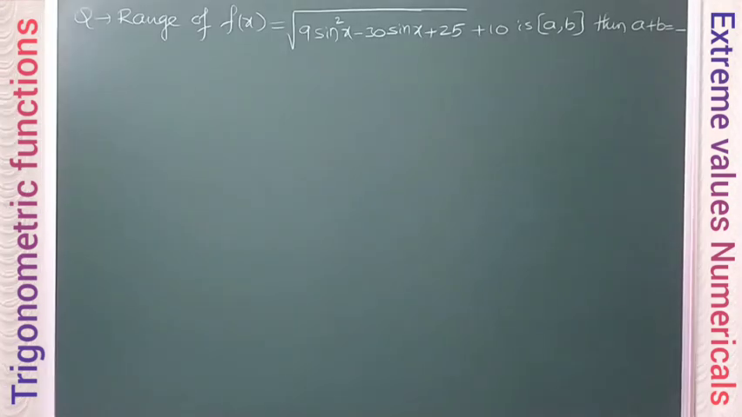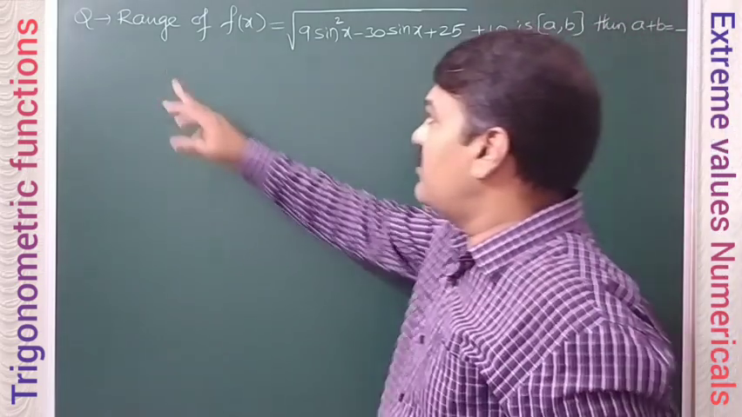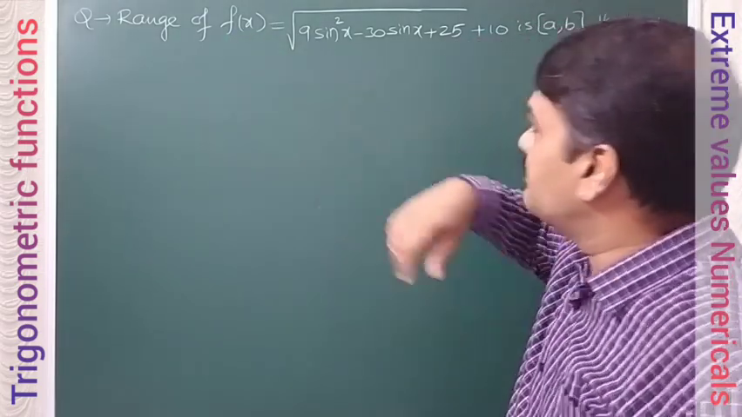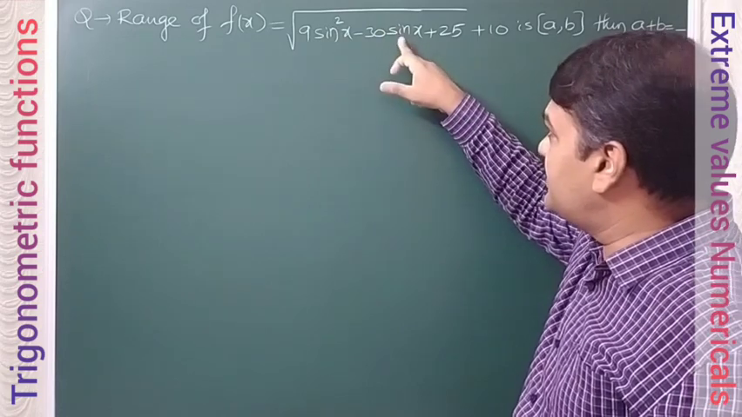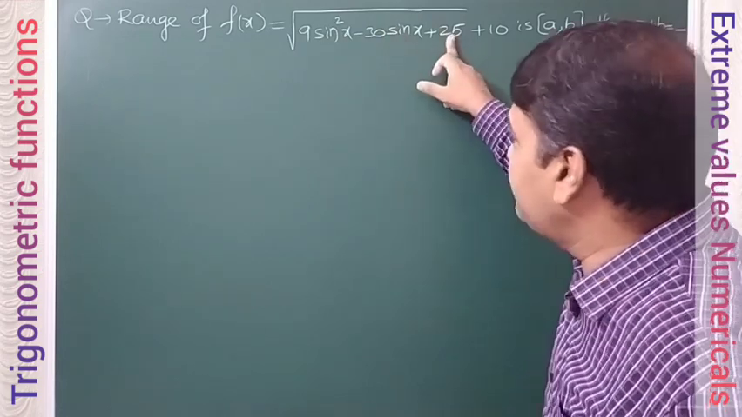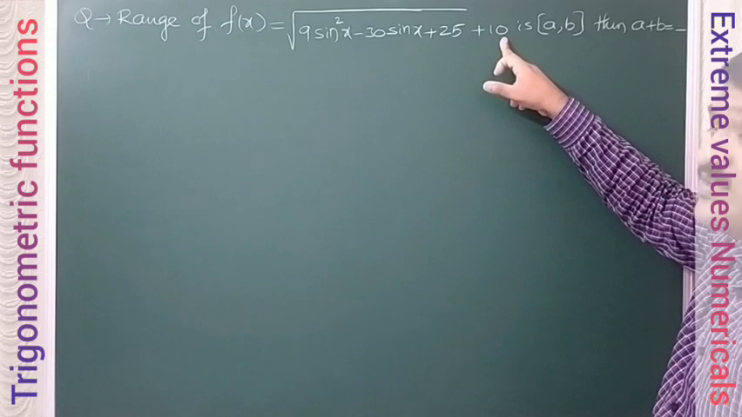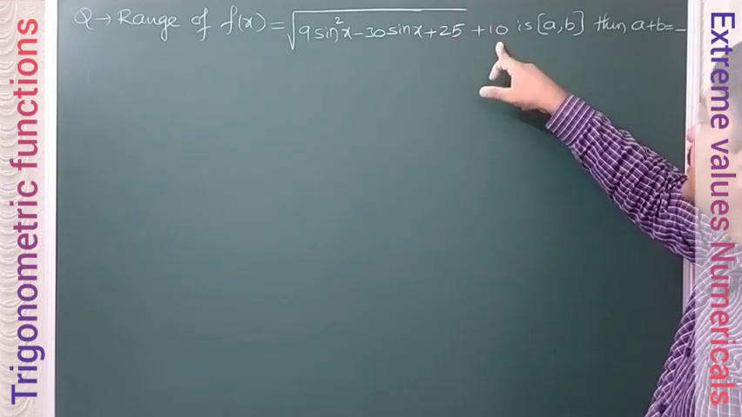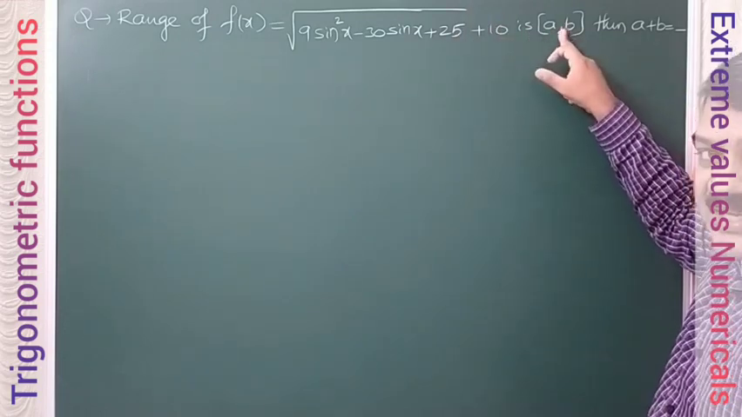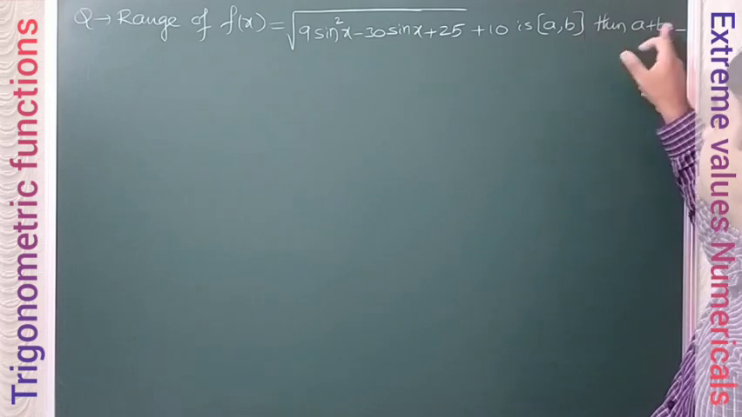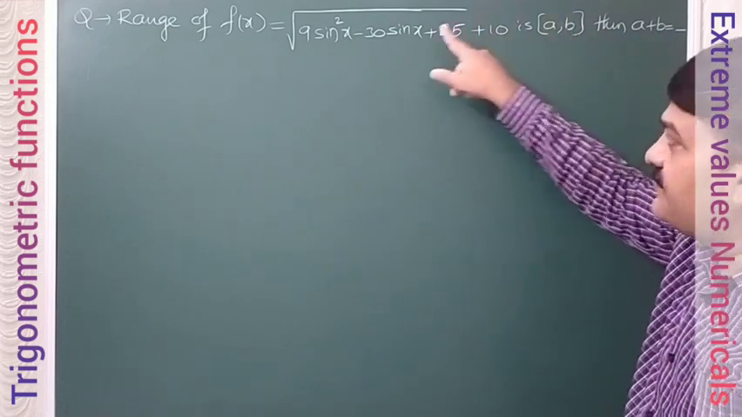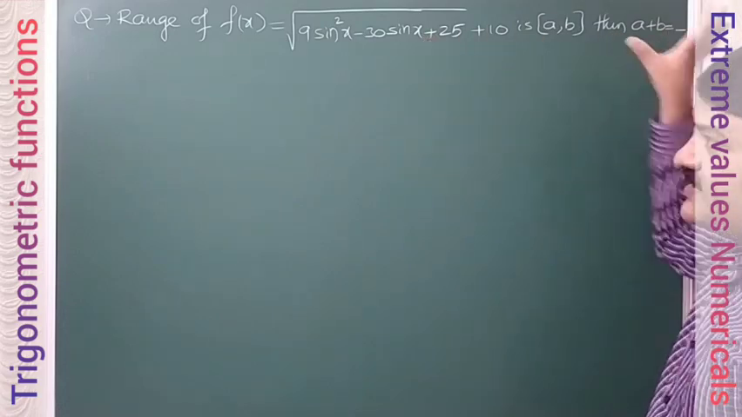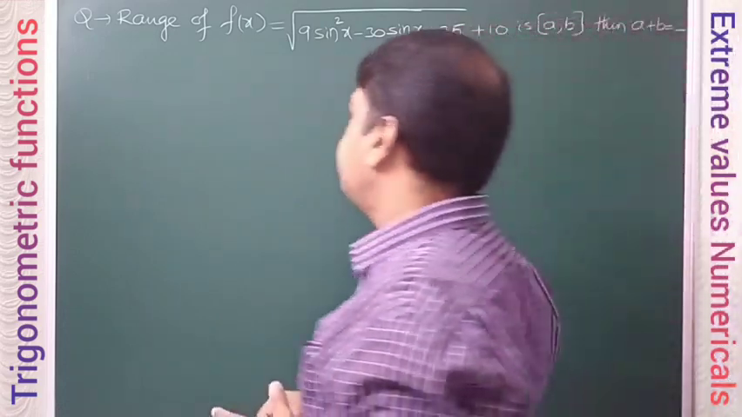Okay. So the next question is on board now. The range of f of x is equal to under root 9 sin square x minus 30 sin x plus 25, plus 10, which is not in the square root, is the closed interval a comma b. a plus b is required. So basically extreme values we have to find, and the sum of the extreme values is the question.